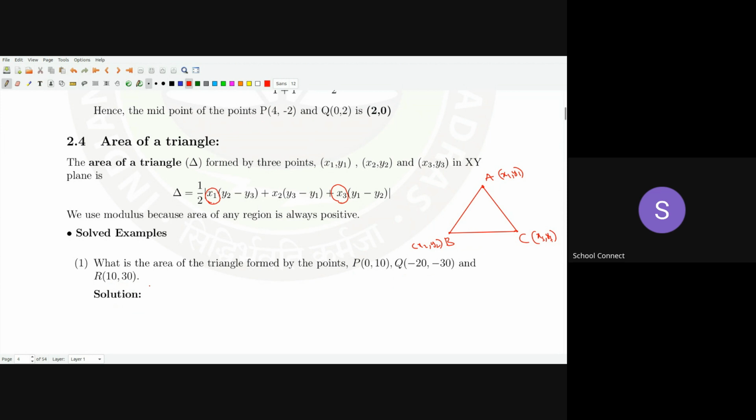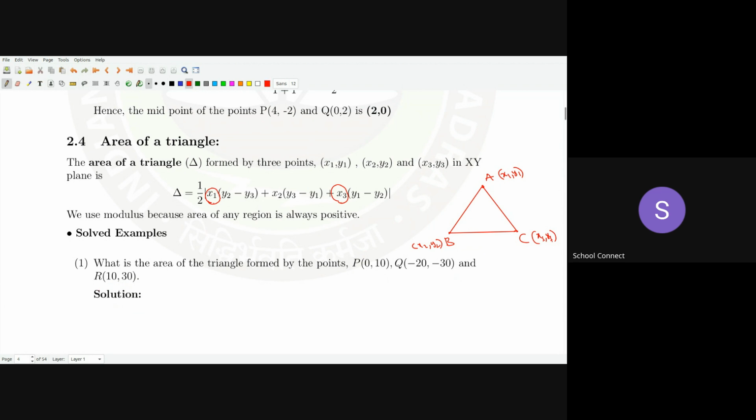Someone can choose q as the first point, p as the second point, r as the third point. That is also valid. Ultimately, if you choose any order, you will finally get the same answer. The area will be the same. But the way in which you choose your x1, x2, x3, y1, y2, y3 should be carefully chosen.